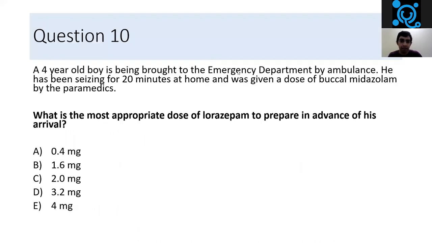And then finally, question 10. A 4-year-old boy is being brought to the emergency department by ambulance. He has been seizing for 20 minutes at home and was given a dose of buccal midazolam by the paramedics. What is the most appropriate dose of lorazepam to prepare in advance of his arrival?